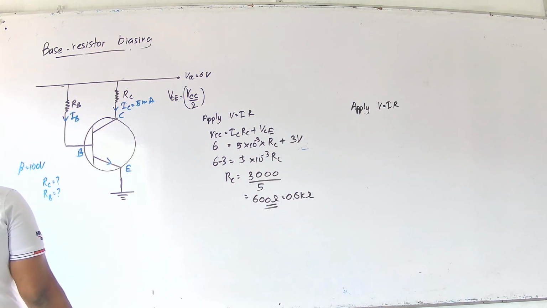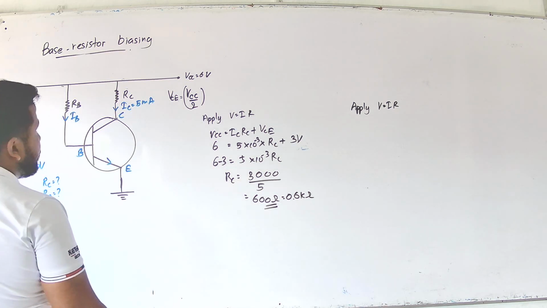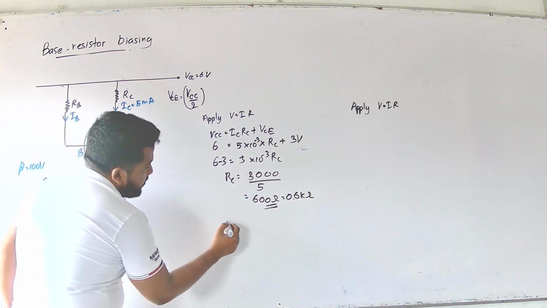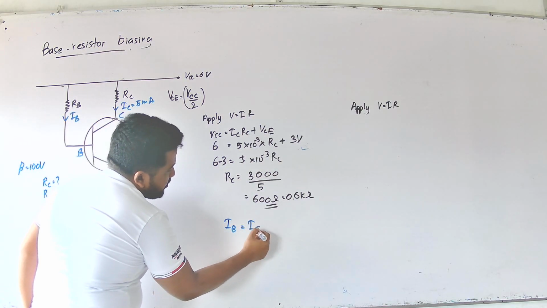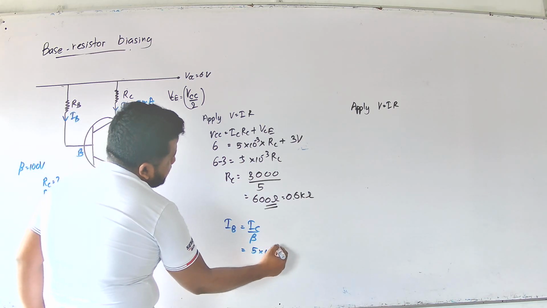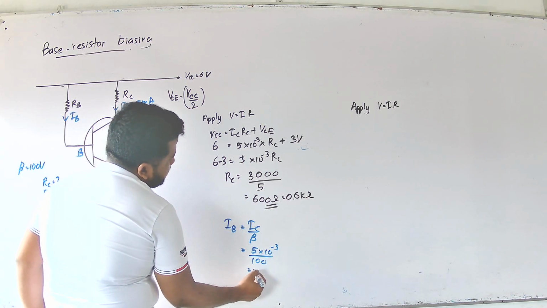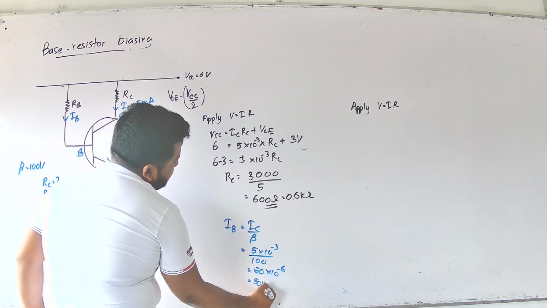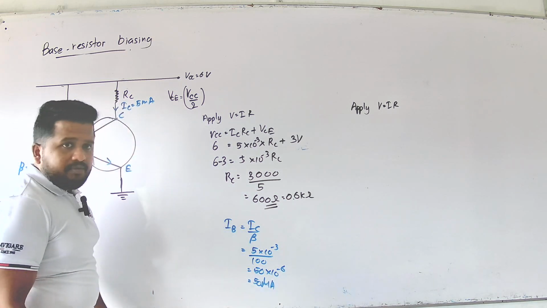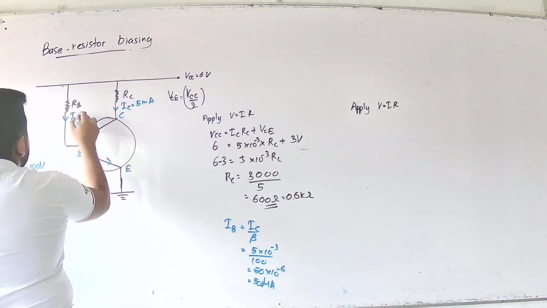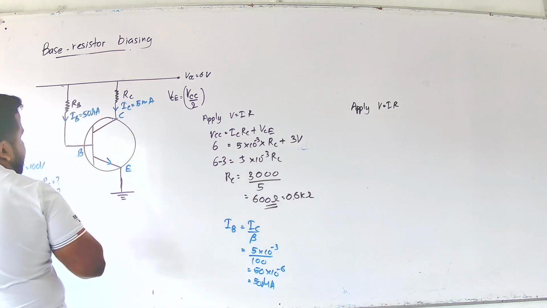So VCC over IBRB, and we need the value of IB. What is the IB value? IB equals IC over beta. IC is 5 milliampere and beta is 100, so IB is 50 microamperes. Right? This is in the active range.